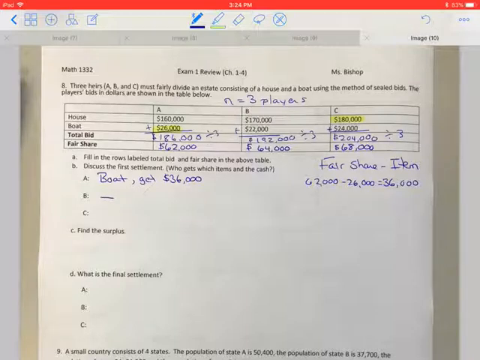Now player B, if we notice, they don't have anything highlighted in their column, so they don't get any items. Their fair share was 64,000, but we don't have any items to subtract off. So they just end up getting 64,000.